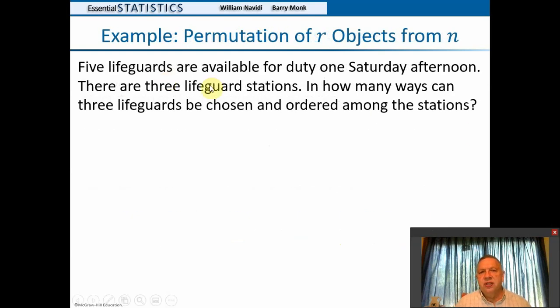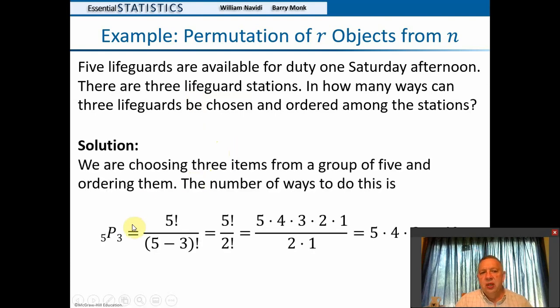So 5 lifeguards are available for duty one Saturday afternoon. There are 3 lifeguard stations. How many ways can 3 lifeguards be chosen and ordered among the stations? So we need to choose 3 out of those 5 and order them. So it's 5 factorial divided by 5 minus 3 factorial, that's 2 factorial.